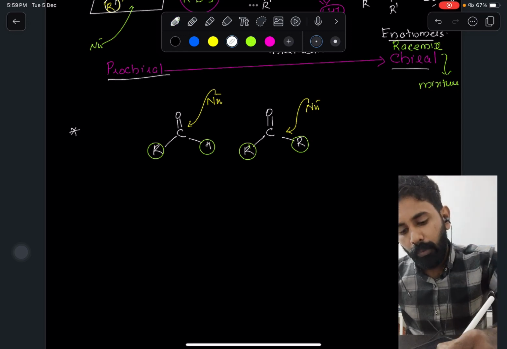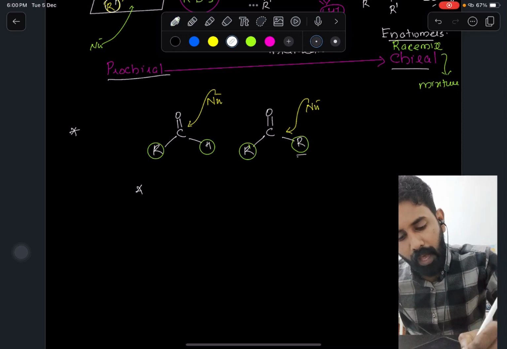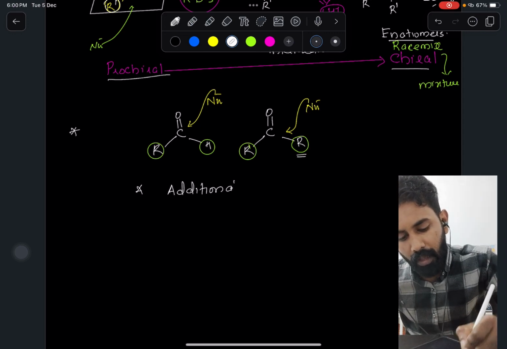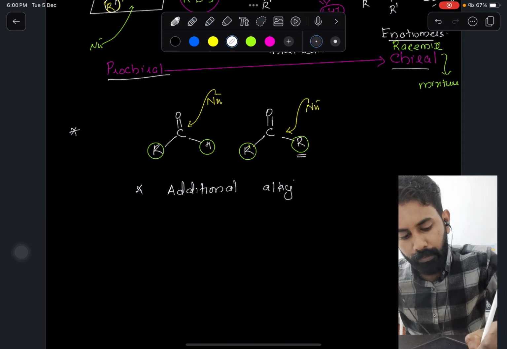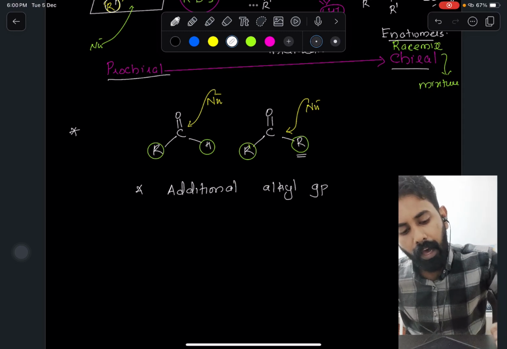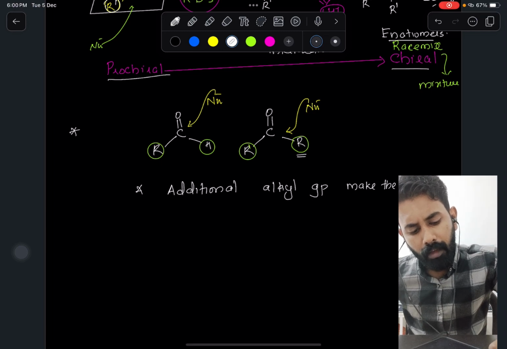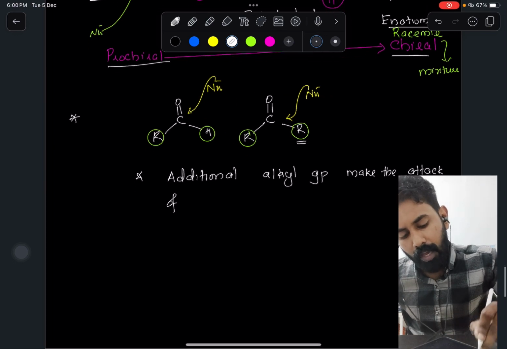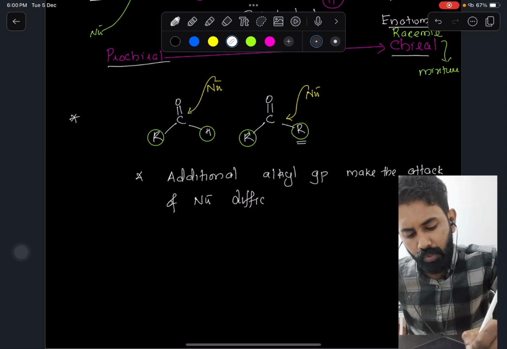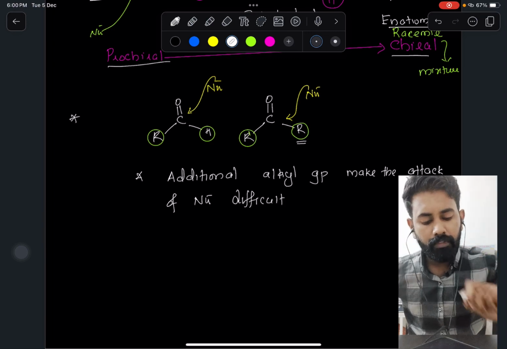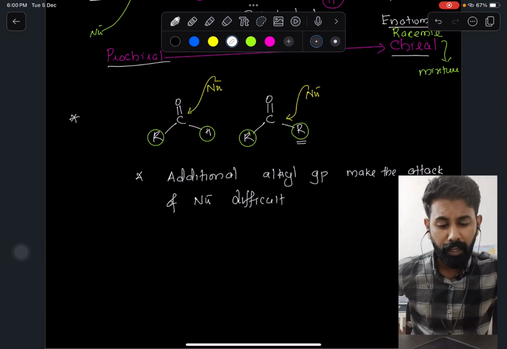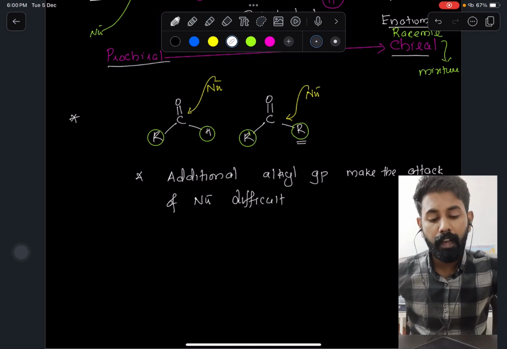Okay, so we can say the additional R group present, alkyl group, or simply R group, makes the attack of the nucleophile difficult due to steric hindrance. Okay, so from that point we can easily say aldehydes undergo the reaction at a fast rate.